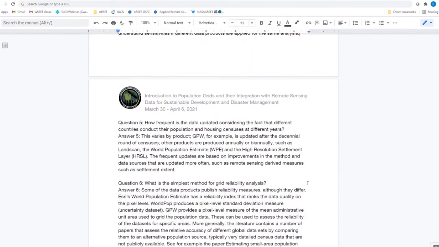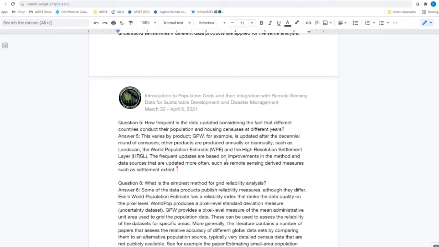Okay, and question 5, how frequent is the data updated, considering the fact that different countries conduct their population and housing censuses at different years? Yeah, so I had to go with this answer as well. It does vary a lot by data set. GPW is probably the least frequently updated because it's relying on the census, which is typically decennial rounds of censuses that happen around 2010, 2011, and then are happening now, 2020, 21, with sometimes estimates or census data being released in odd years. But we tend to do roughly every 5 years a big update of GPW.